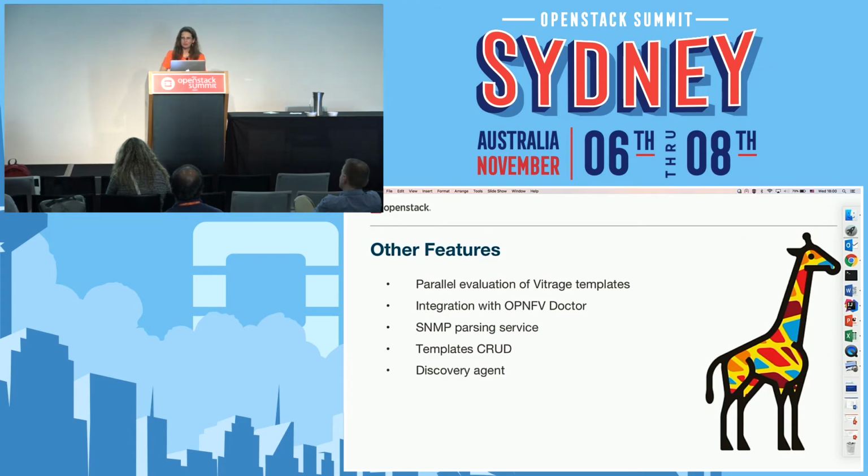Even if two templates are related somehow to one another, we have a mechanism for overlapping templates. We know how to handle this case. So we introduced the option to evaluate the templates in parallel. It's already merged, and now we are testing it.